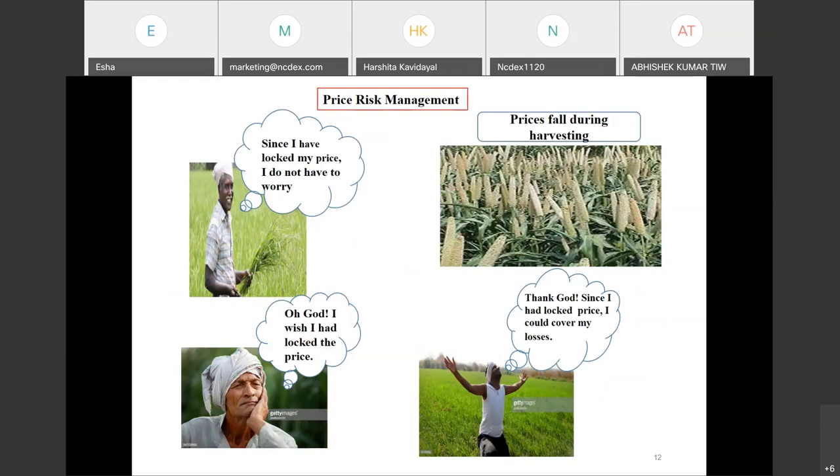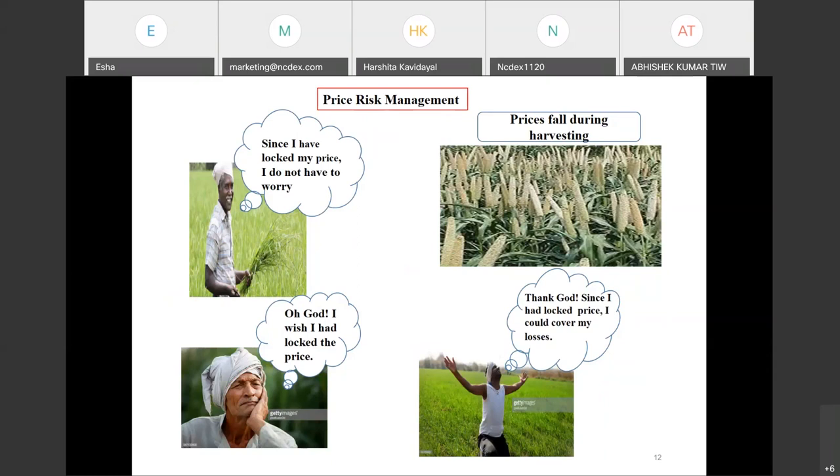Suppose he is growing commodity X and he locks his price. Suppose the price of that commodity is 100 rupees. So he locks his price in the future market at 120. Now the price falls. Suppose the price falls to 80 rupees in the ready market. If he had not been hedged in the future, he would have come across that 20 rupees loss. But when ready falls, the future also falls, to 100 rupees. So the loss of 20 rupees in the ready market, he will gain in the future. In this way, hedging takes place.